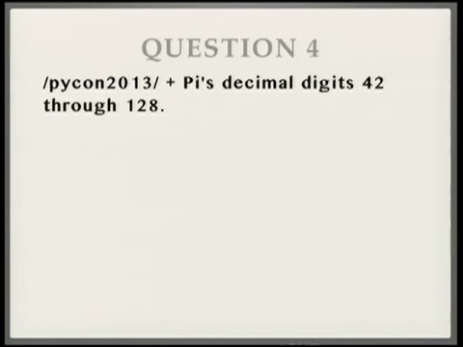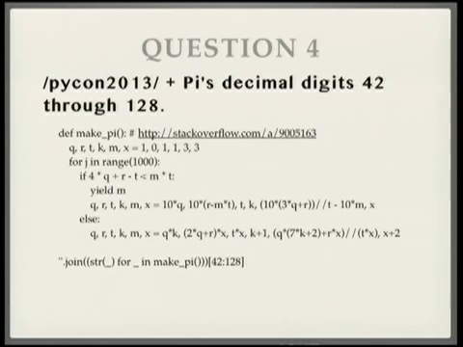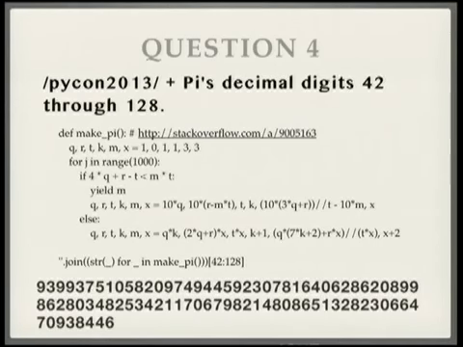Question 4 was, what are pi's decimal digits from 42 to 128? This is, again, something you could have looked up online, or there are algorithms for generating the digits of pi. Here is one of them. This is probably not a good way to write code, but the answer was these digits.